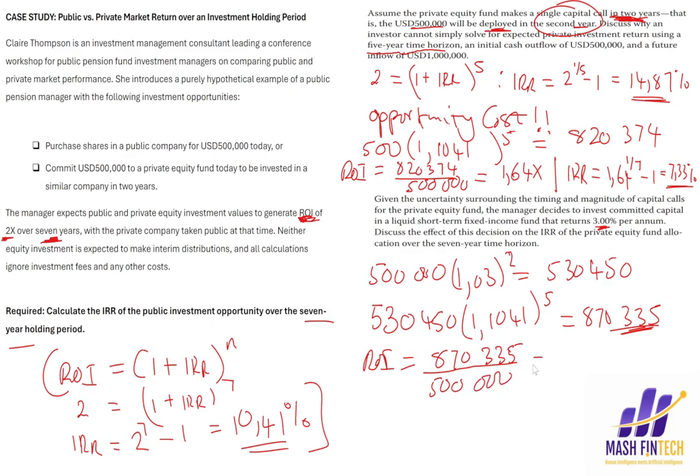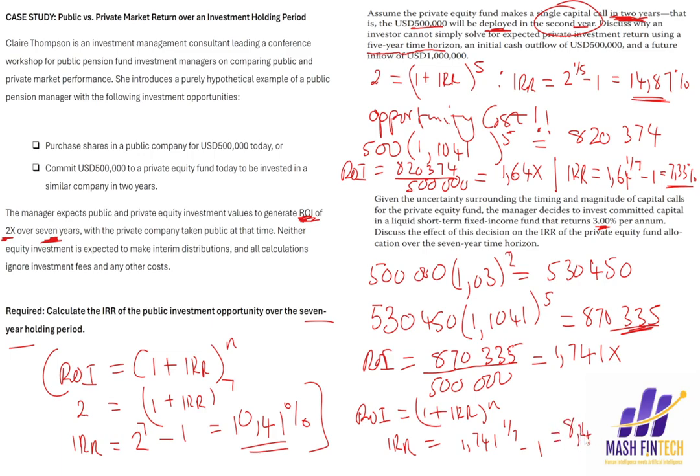If you calculate this, you're going to get 1.741 times is your return on investment. And once you get this return on investment, remember the return on investment can be calculated as 1 plus the internal rate of return to the power of n. And our n is these 2 periods, the capital call and the deployment. So your internal rate of return would then be the return on investment 1.741 to the power of 1 over 7 minus 1, and this will give you 8.24.